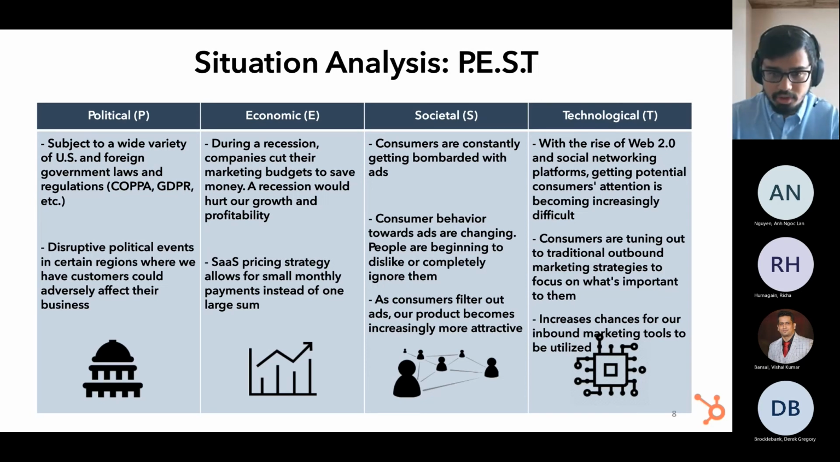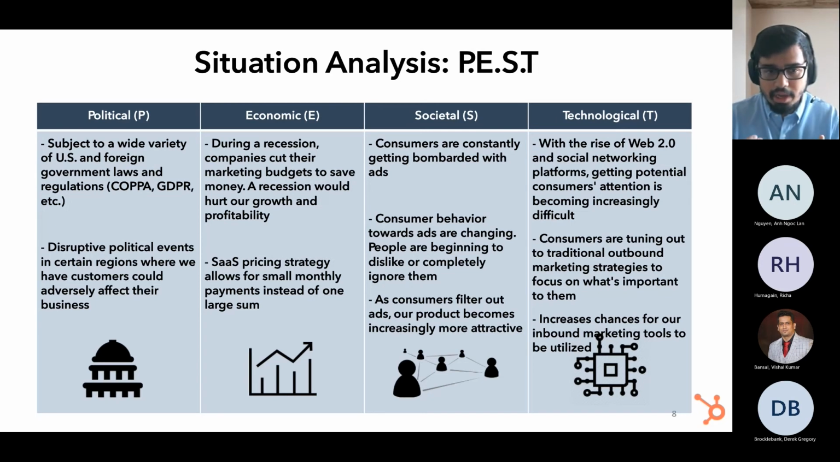And as more consumers filter out these ads, our products become increasingly more attractive, especially to our B2C customers that are trying to sell products directly to their consumers. And for our technological environment, we're all living in a fast-paced digital world where attention is currency. And with the rise of Web 2.0 technologies and social networking platforms, getting potential customers' attention is becoming increasingly difficult.